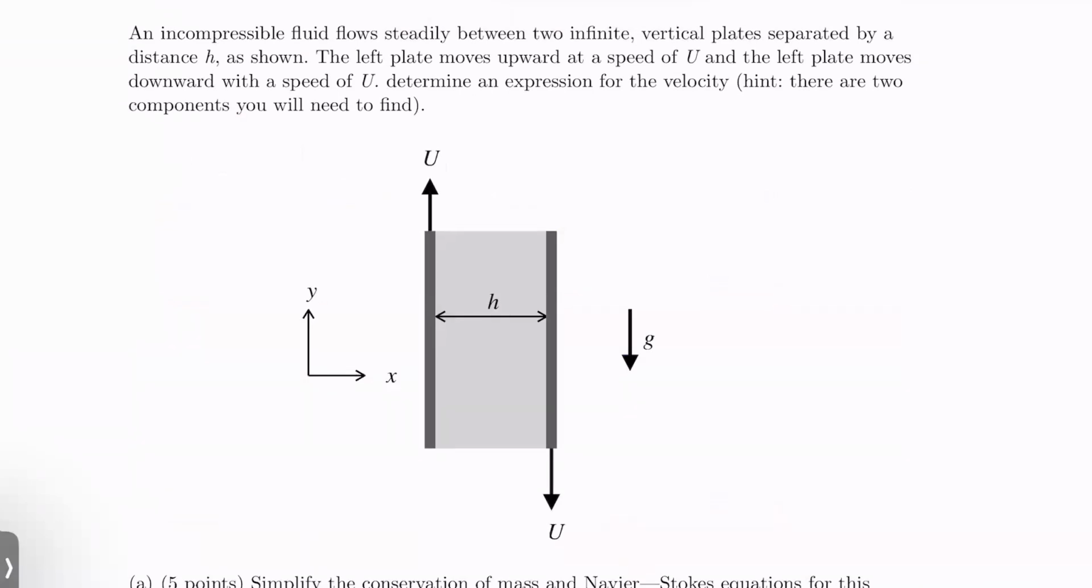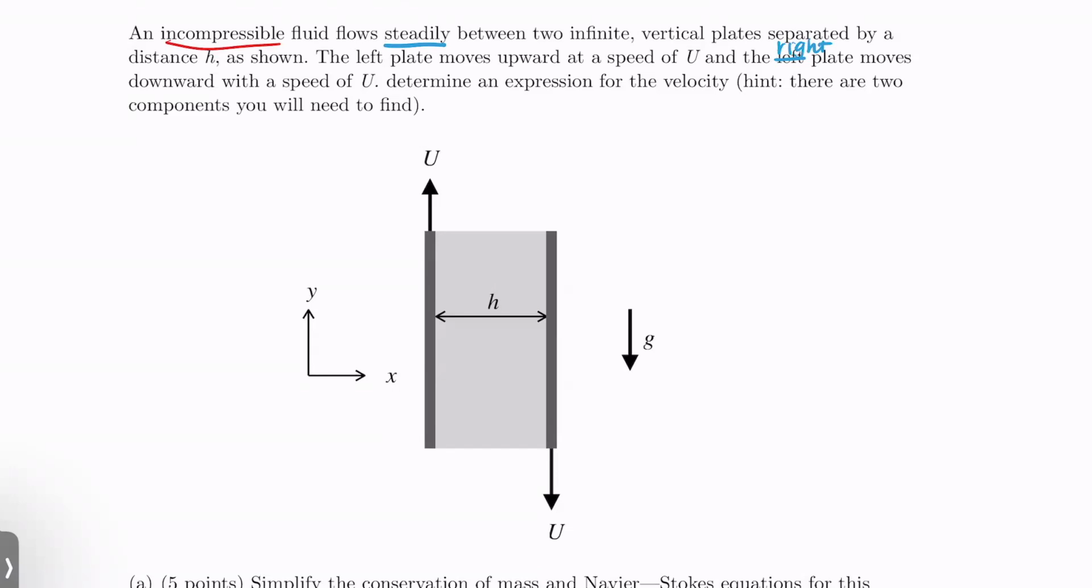Now we have another problem, which is similar to, with a little bit of nuance to things that we've seen in class and homework. So we have an incompressible fluid flowing steadily between two plates, separated by a distance h. The left plate is moving upward at a speed of u, and the right plate moves downward with a speed of u. We want to determine an expression for the velocity.